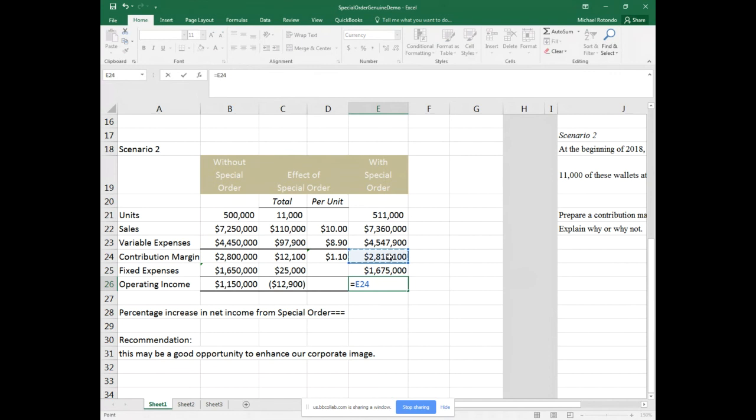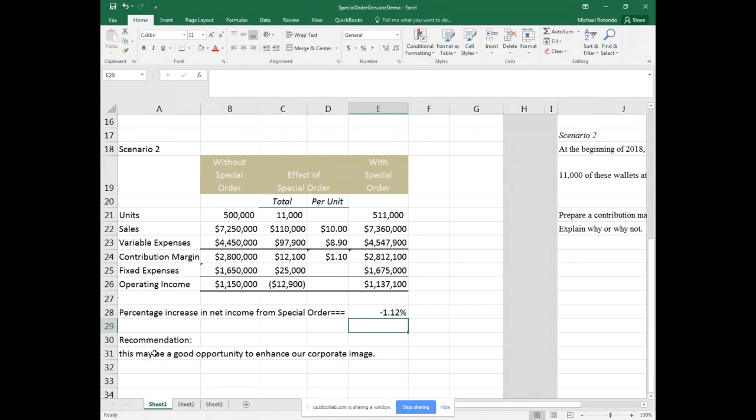So our operating income with the special order, we already know it's going to be less than the original because of this loss from the special order. It is going to be $1,137,100. So we don't have a percentage increase, we have a decrease. So let's find out how much it is. Remember, we're going to take the operating income from the effect of the special order and divide it by our original operating income. So we're going to have a reduction of 1.12%.